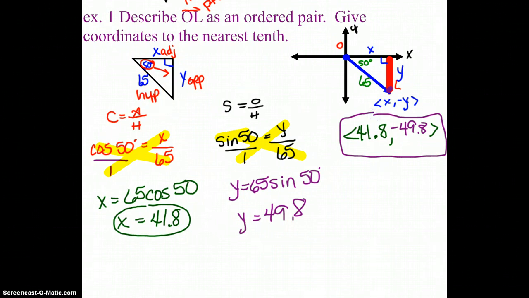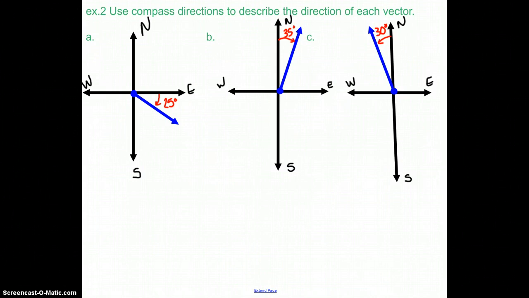Okay, let's take a look at the next one. This one says using compass directions to describe the direction of each vector. Now first of all, if I look at all these, the north, south, east, and west makes me think of just a regular compass direction. But you can kind of tell that it looks like these vectors have moved down from where they were to a new spot. So if I were looking at these, first of all, it's easy to look at the degrees. I have 25, 35, and 30. No problem getting that part.